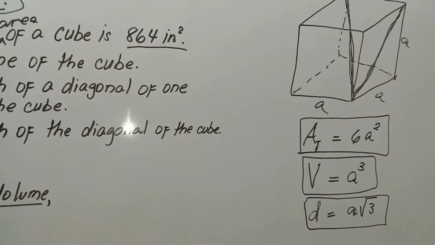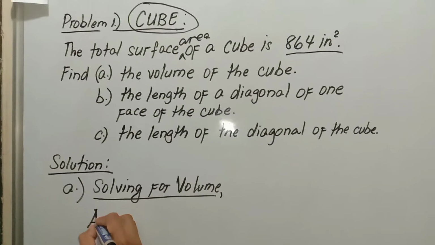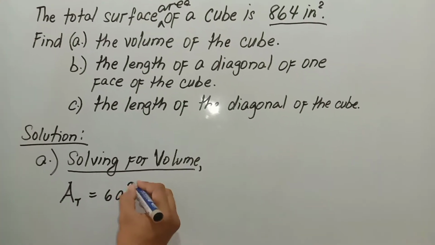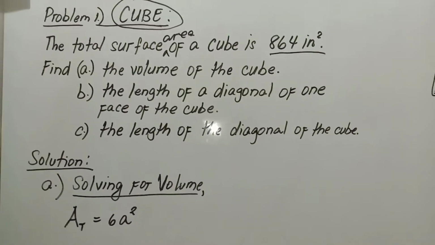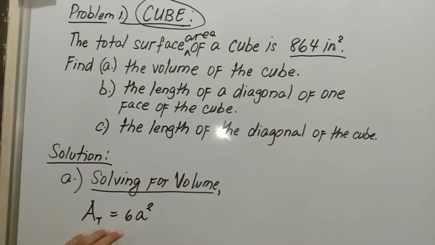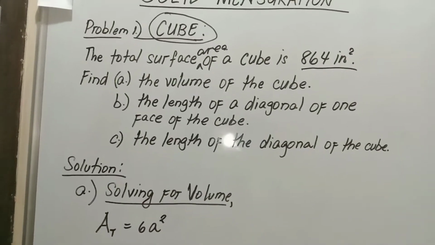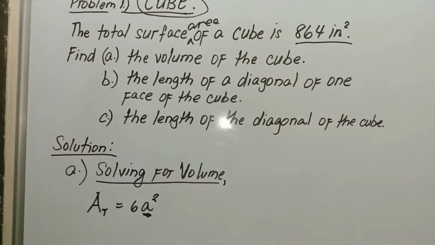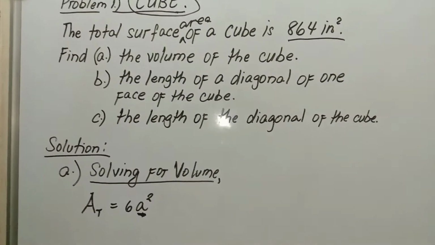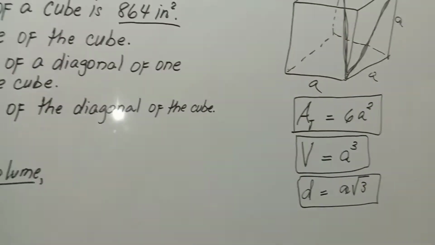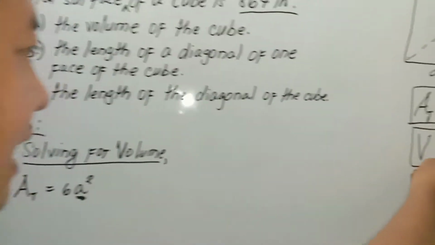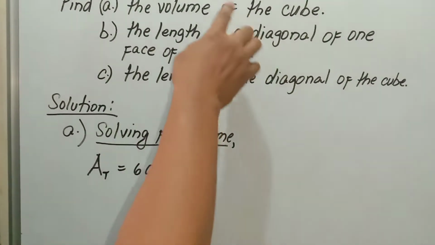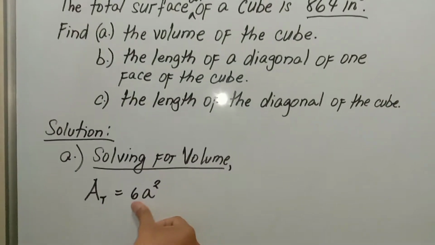Okay. So total area is equal to 6a squared. Why do we need to use this formula first? Because we need to find the length of the sides in order to find the volume of a cube, right? Because the formula for the volume of a cube is equal to a to the power 3. So we need to find the length of the side. That's why you need to equate the total surface area to the formula 6a squared.